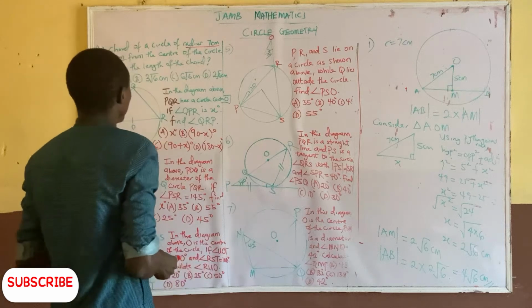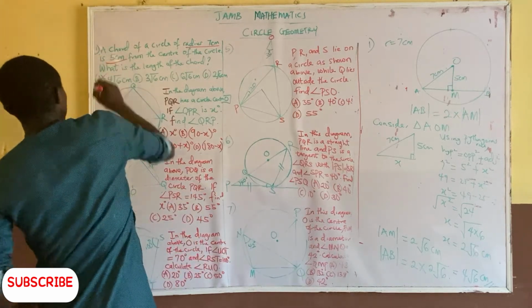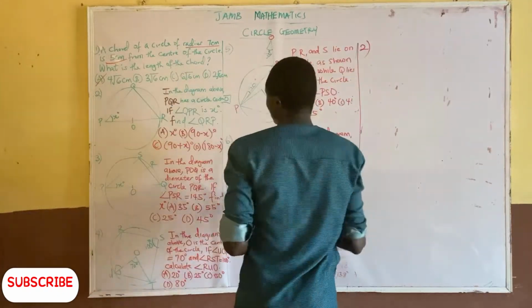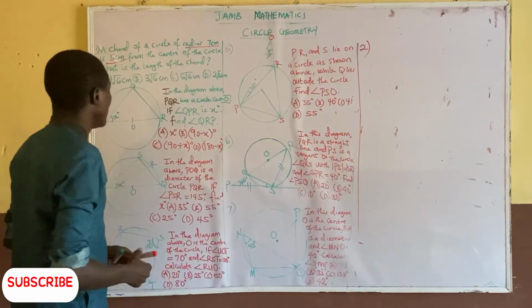We have the options here. 4 root 6 centimeter is option A. Question number 2. The question number 2 here.